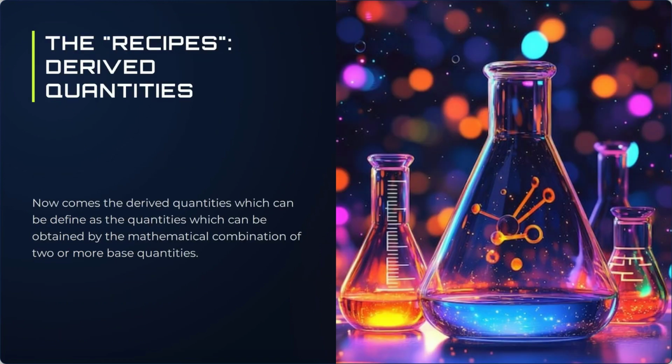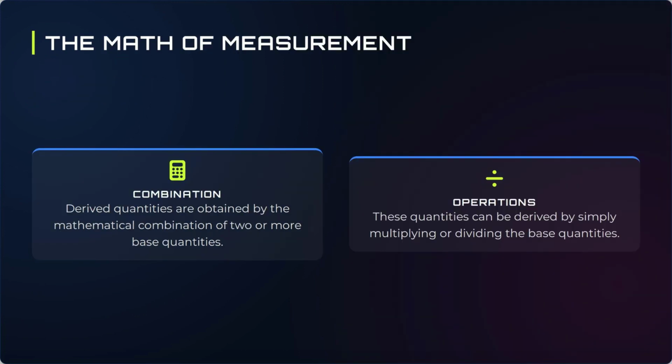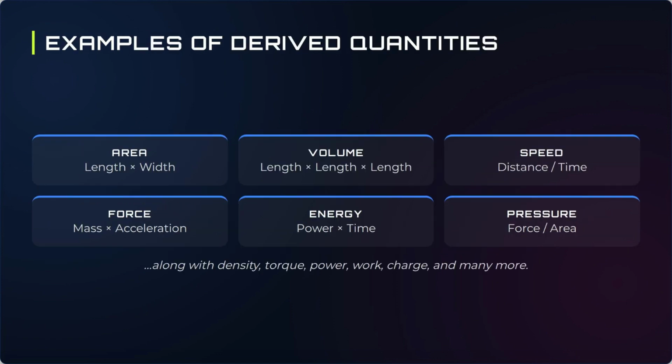Now comes the derived quantities, which can be defined as the quantities which can be obtained by the mathematical combination of 2 or more base quantities. It means that these quantities can be derived by simply multiplying or dividing the base quantities. For example, area, which is length into width, volume, which is length into length, speed, which is distance over time, acceleration, which is speed over time, force, which is mass times acceleration, pressure, density, energy, torque, power, work, charge, and many more.